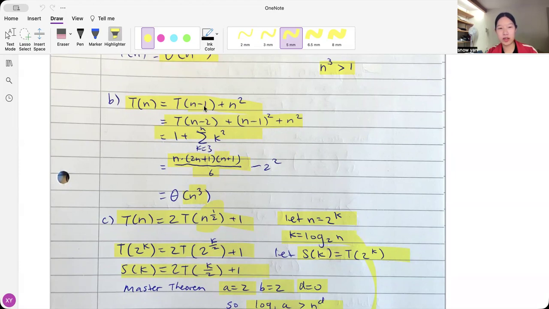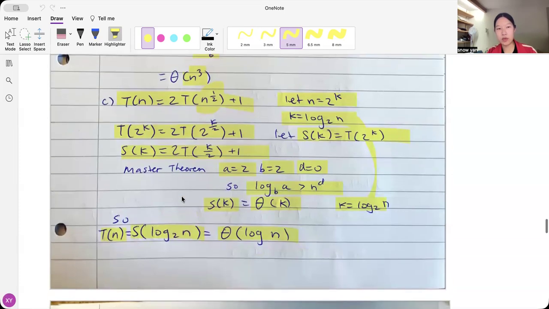For part B, we realize that T(n-1) does not fit into the master theorem. So instead, we just expand it out. Then this expression would just be 1 squared plus 2 squared plus 3 squared all the way to n squared. So it would be of the form n times (2n+1) times (n+1) divided by 6. So we see that we have something n cubed, so it's theta of n cubed.